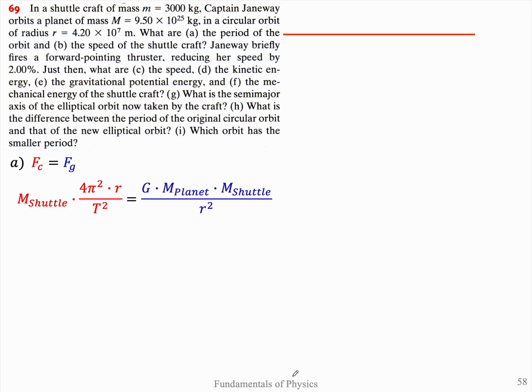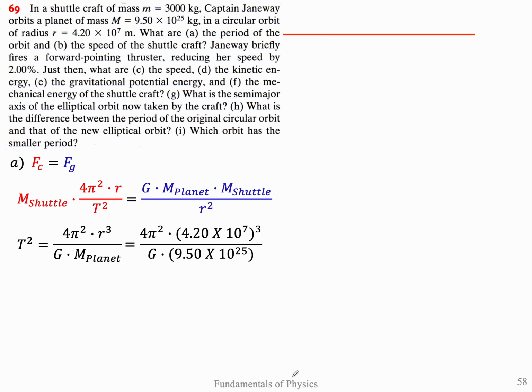Centripetal force, in this case I'm using 4π²r over T², since we're trying to find the period, equals the gravitational force. The mass of the shuttle cancels out. We can solve for the period, plugging in our numbers, and doing a little bit of math. We get the period is 21,500 seconds.